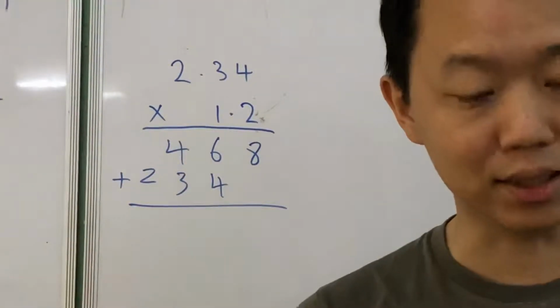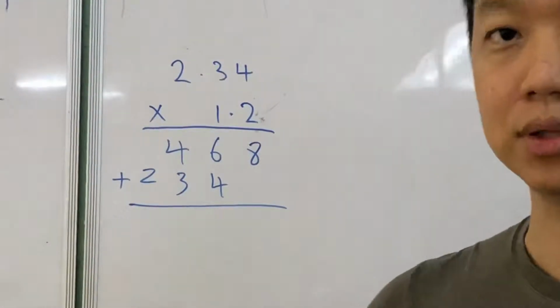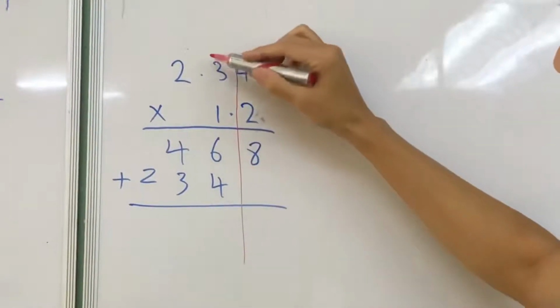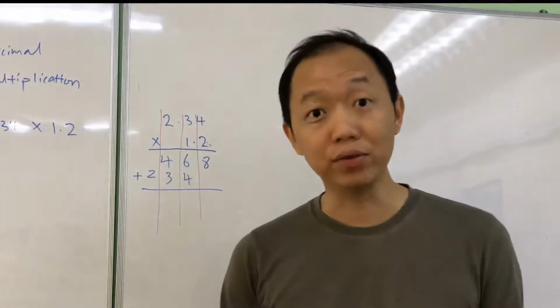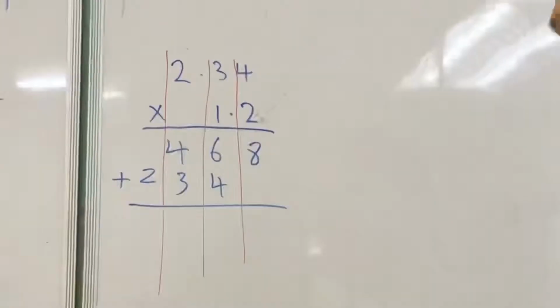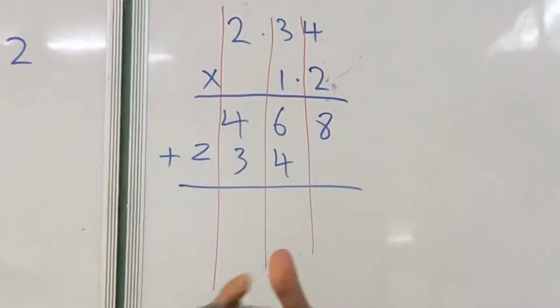So we want to introduce the grid system. What do we mean by the grid system? The next thing we want them to do is to draw lines. Draw some lines here so that they don't get confused about which is the number place. Once you're done with that, continue your multiplication process.